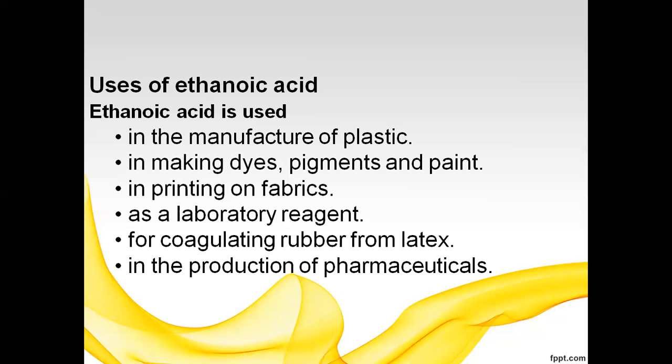In this class we have discussed what ethanol is and how to manufacture ethanol, some of the steps involved in its manufacture, its physical and chemical properties, and the uses of ethanol and ethanoic acid. What is the molecular formula of ethanoic acid? C2H4O2. This is the molecular formula. We also discussed how to manufacture ethanoic acid, its physical properties, chemical properties and uses in this class.